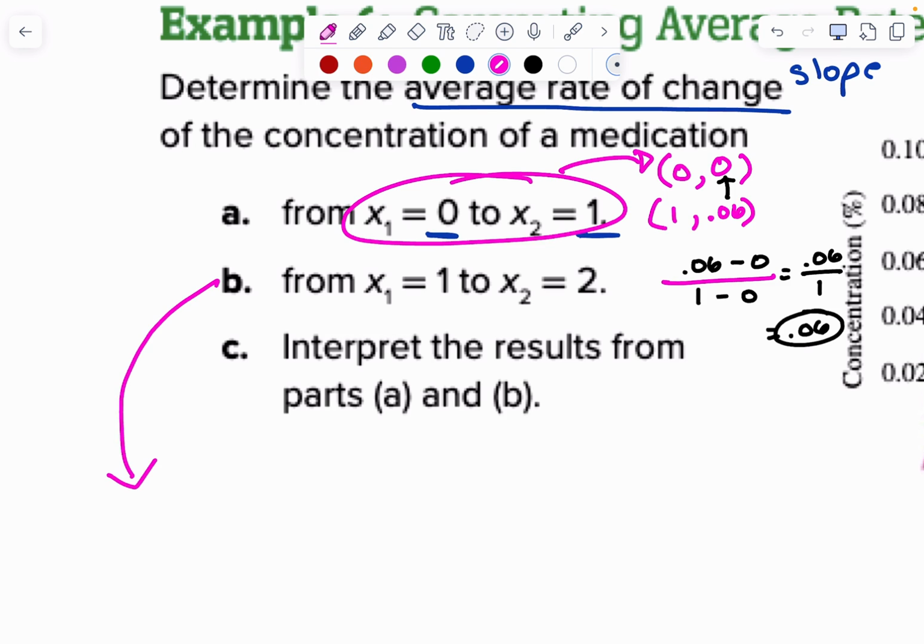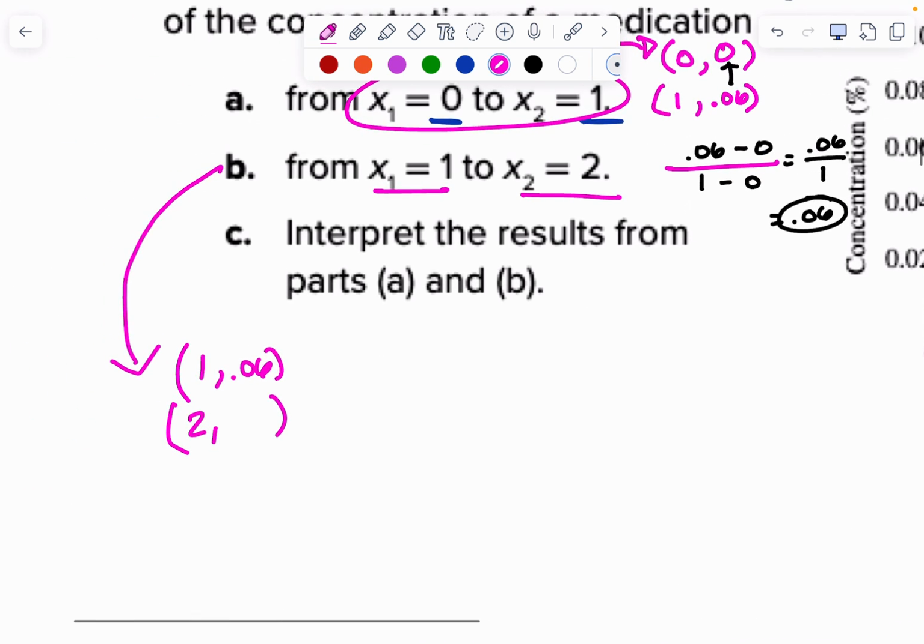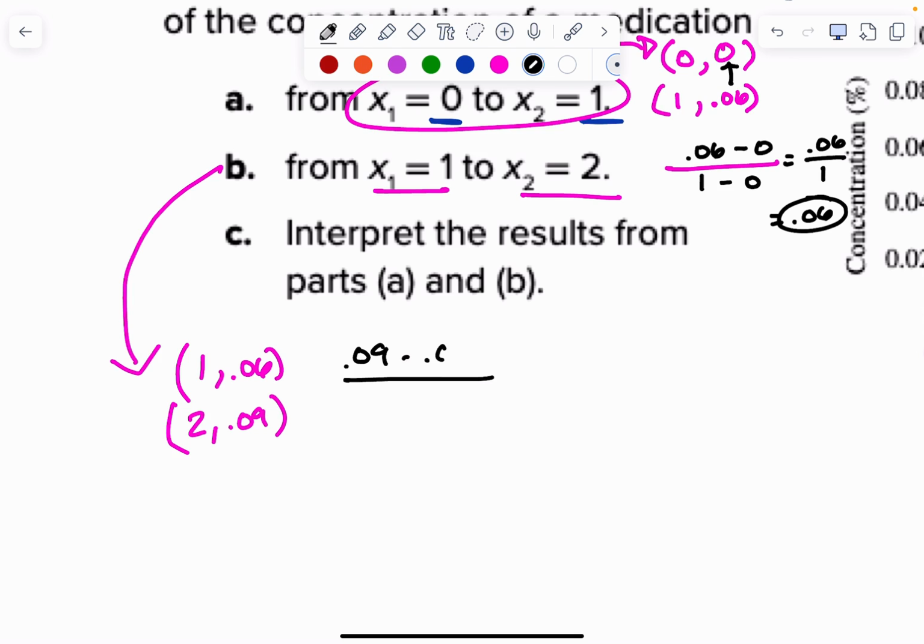B, I'll do B down here. They say from 1 to 2 now, so (1, something) and (2, something). Those are my points. 1 we said was at 0.06. 2 was at, I don't know, 0.09. Okay? So if I do y2 minus y1, 0.09 minus 0.06 over 2 minus 1, which is 0.03 over 1, so that is a change of 3% or 0.03. That's the slope for part B.